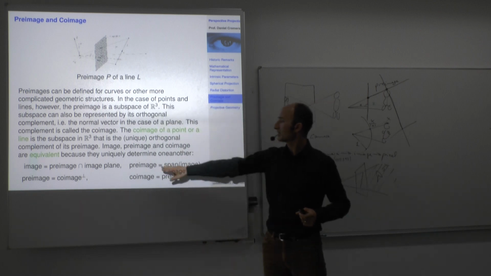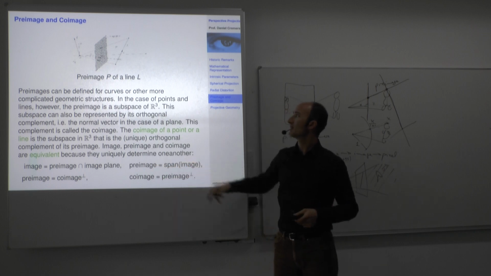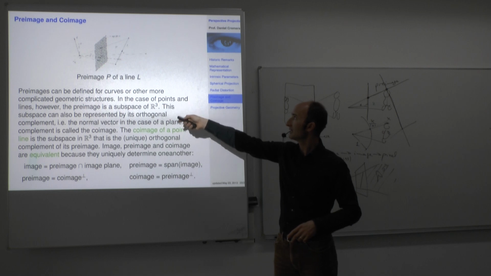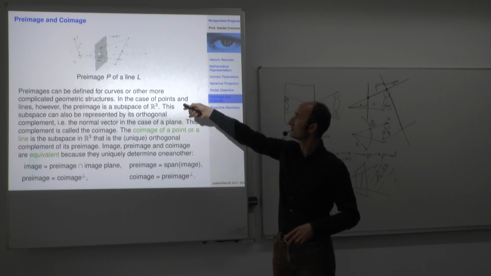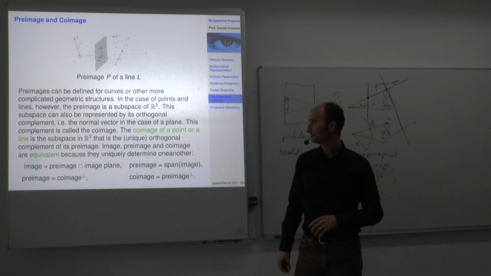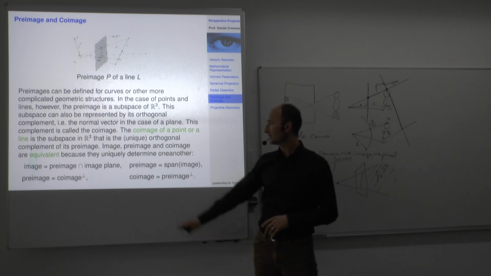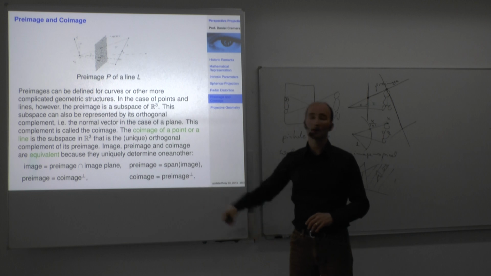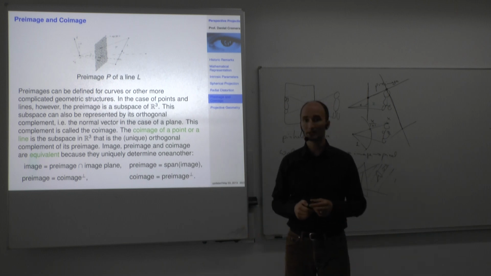The pre-image can also be written as the span of the image, right? The image are all points of the line. If I take any linear combination of vectors that define points on the line, then what I get is exactly that pre-image. And this is the same as this. Essentially, the co-image is the orthogonal complement of the pre-image.